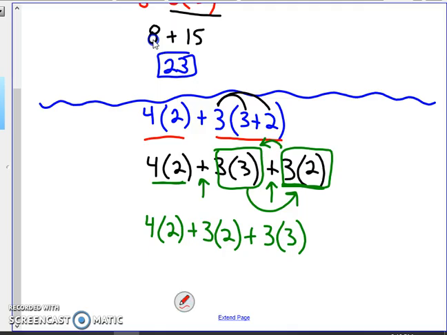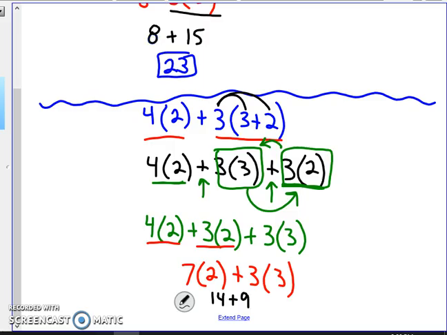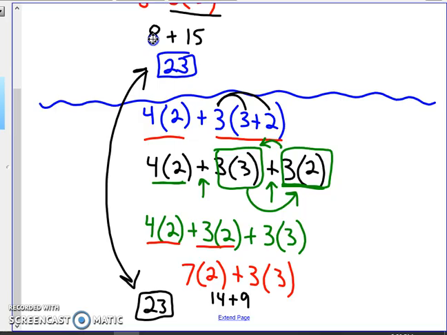Well, combining like terms, 4 groups of 2 plus 3 groups of 2 is 7 groups of 2 plus 3 groups of 3. Well, basic math, 7 groups of 2 is 14. 3 groups of 3 is 9, and 14 plus 9 gives us 23. We got the exact same answer, 2 different ways. Like I said, most of you would do the order of operations and you'd be done faster, and that's fine. Remember what I said? Hang with me, you'll see why I did it the second way.